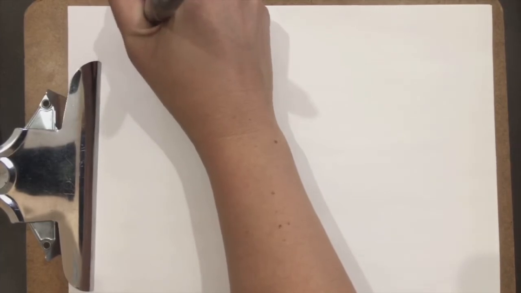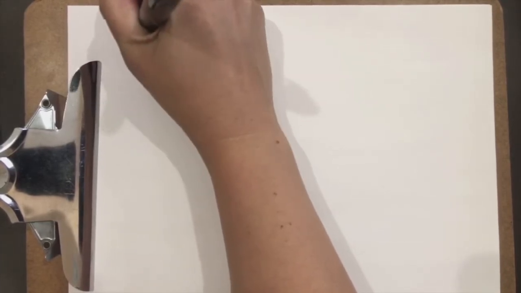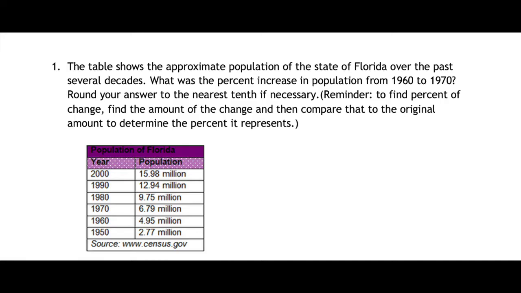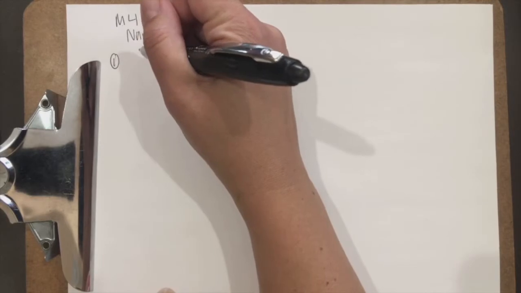Module 4, Lesson 5, Independent Practice. And put your name, please. Number 1, the table shows the approximate population of the state of Florida over the past several decades. What was the percent increase in population from 1960 to 1970? Round your answer to the nearest tenth if necessary. Reminder, to find percent of change, find the amount of the change and then compare that to the original amount to determine the percent it represents. I'm going to copy down the table.